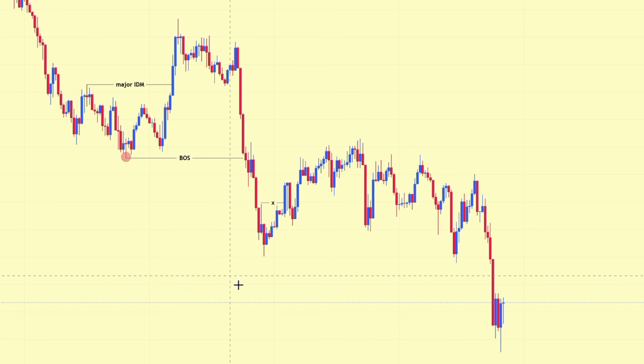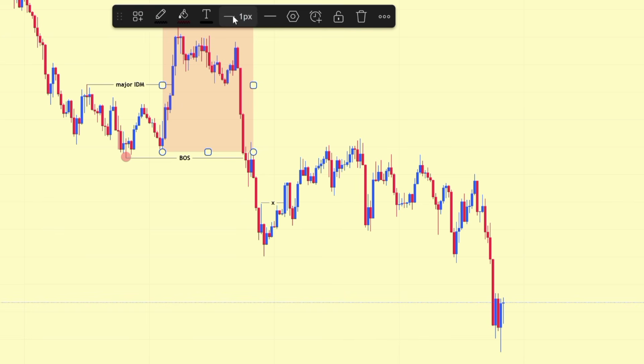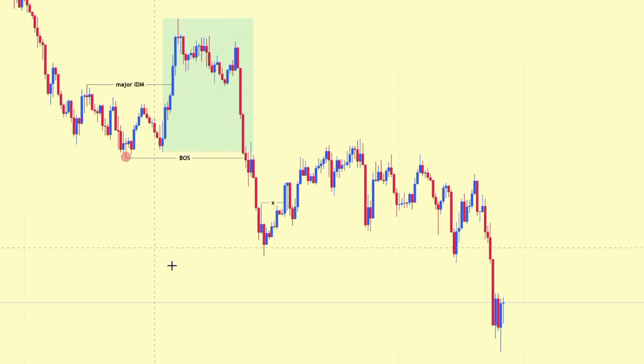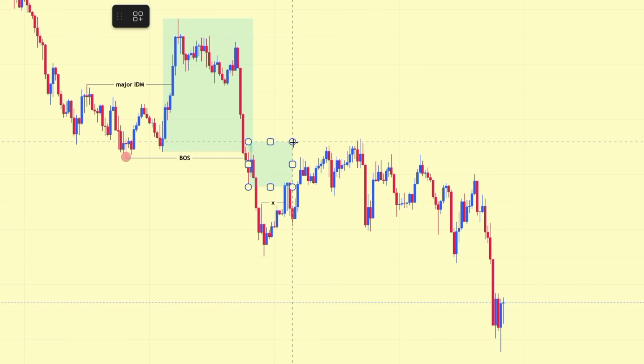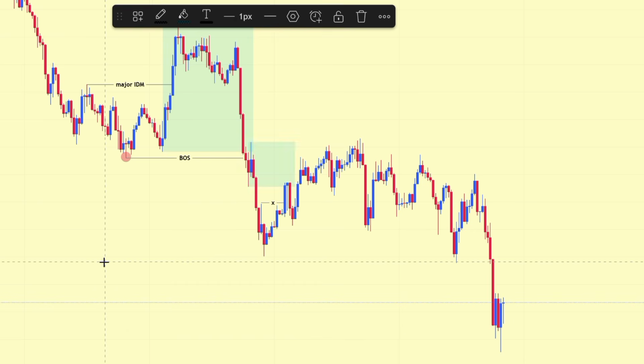And if I am to mark the POIs here, we can clearly see that this one here is the extreme order flow, of which it's already mitigated. You can clearly see that, so this makes it invalid. And we can clearly see the one that comes after it. It's this one here, of which it's not mitigated, but in this case it's weak because it was created after the break of structure. So this is what we call a weak order flow.